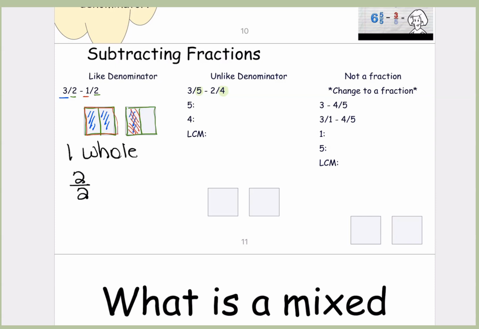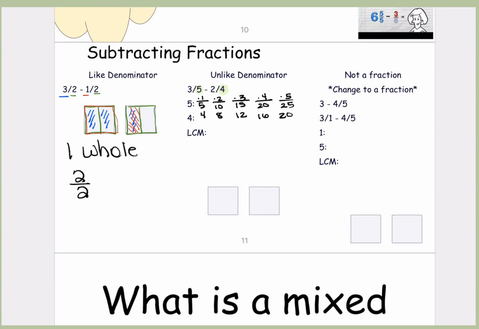So the first thing we need to do is show the multiplication of these. So we have times 1, 5, and 4. Times 2, 10, 8. Times 3, 15, 12. Times 4, 20, 16. Times 5, 25, and 20. And here again we have a match of 20. So the least common multiple that 5 and 4 share is 20.